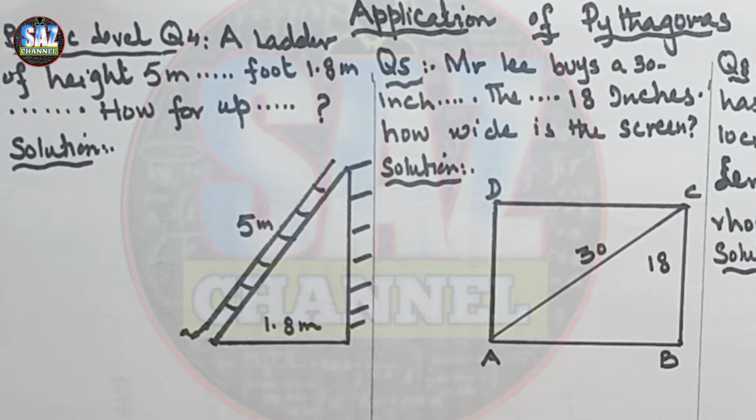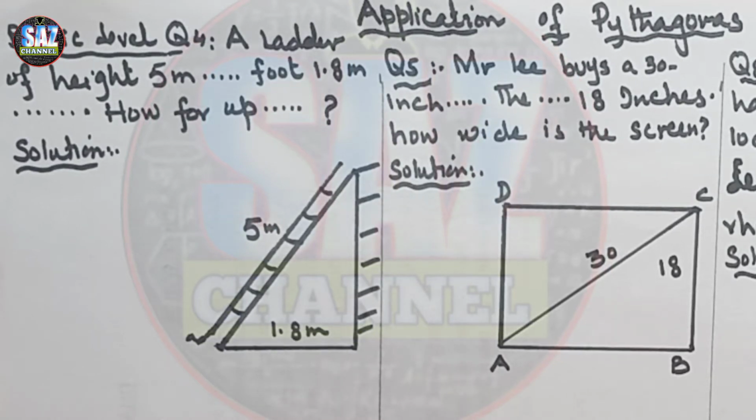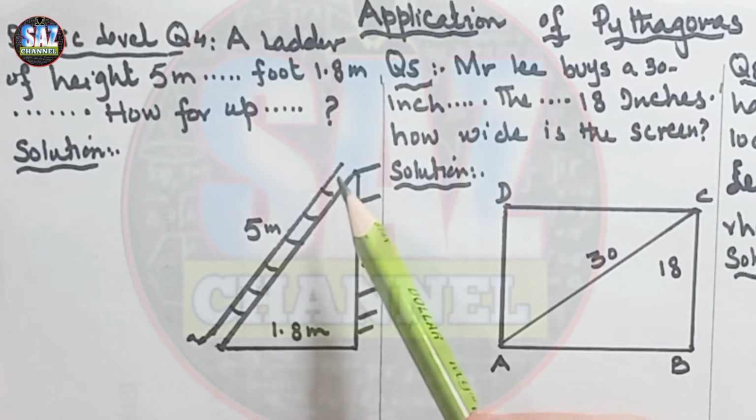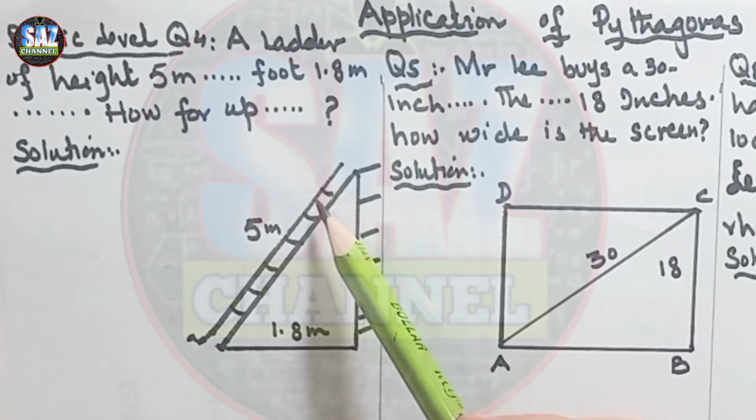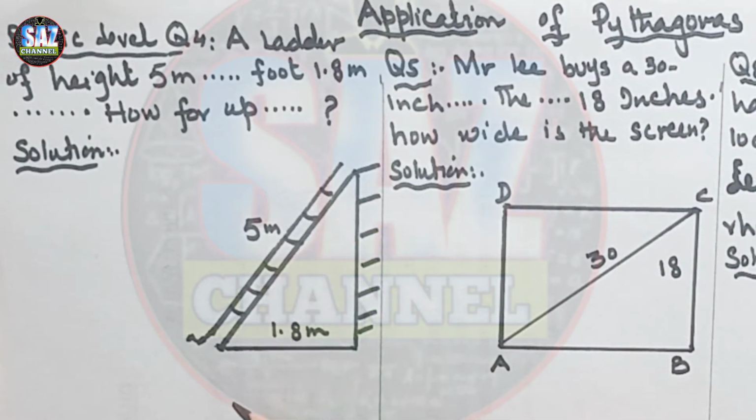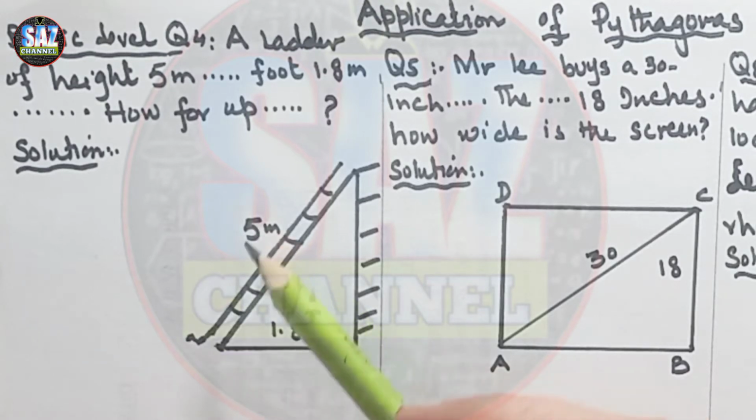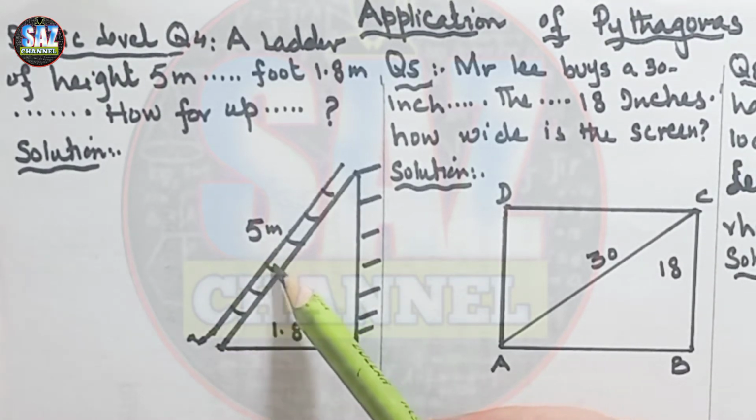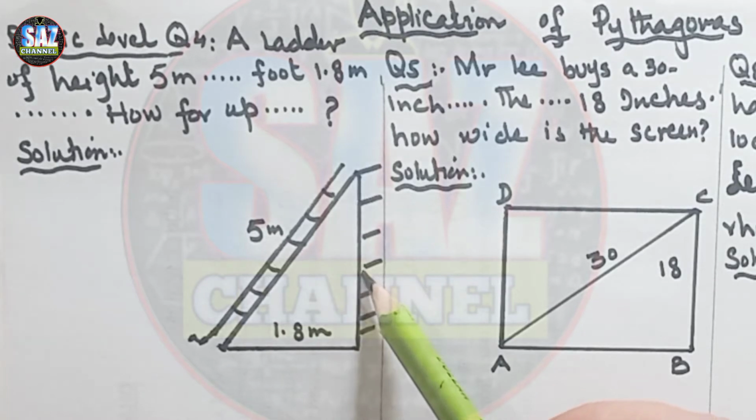Let's move to question number 4 and let's read the question from the book. Question 4 says, a ladder of length 5 meter is placed against the vertical wall with its foot 1.8 meter away from the base of the wall. How far up the wall does the ladder reach? Okay, the question is about a ladder that is placed against the vertical wall.